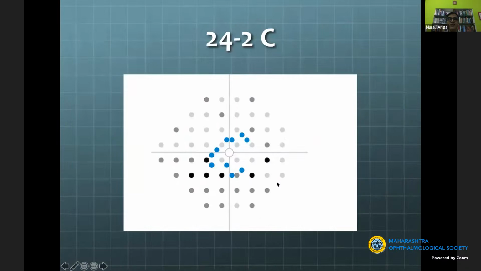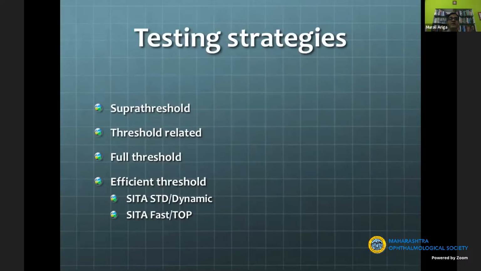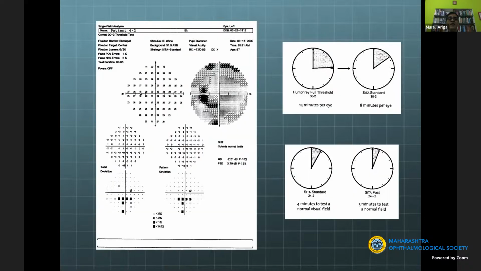The 10-2, at some points, has been incorporated into the 24-2. It is now called 24-2C in the newer machines. So testing strategies, most often we will do what is called an efficient threshold, which is theta standard, or the dynamic in the Octopus perimeter, the theta fast or the top perimeter. You wouldn't do supra threshold, you would not do full threshold nowadays, because this is not an efficient testing.